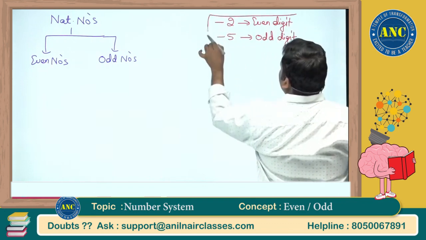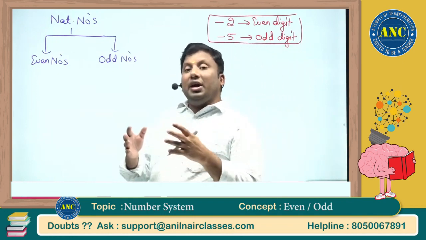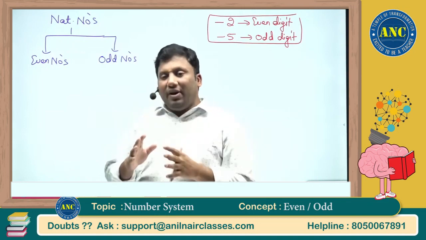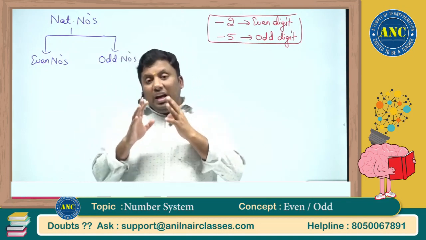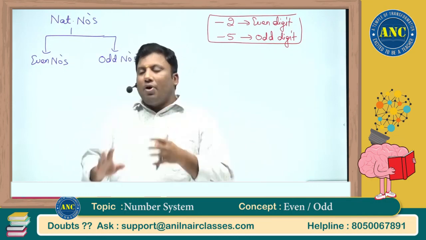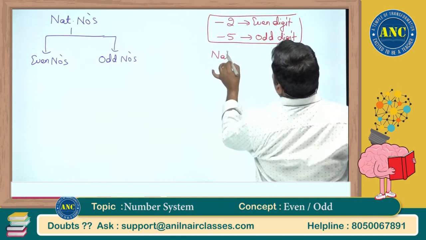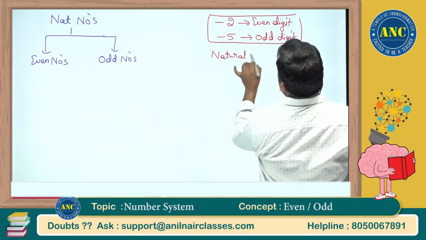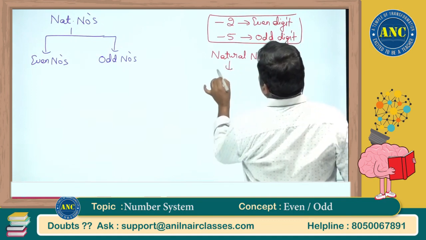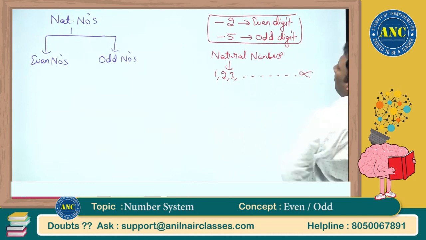A digit can be either a natural number or it can get into negative integers also. When I am referring to an even number, I am referring to an even positive number. Now another important key point. Natural numbers start from 1, that is 1, 2, 3 and so on up to countable infinity.